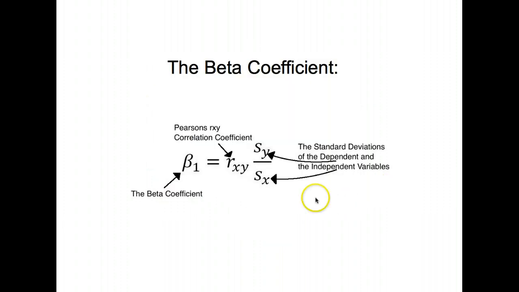So the terms that we're using, we call these the beta coefficient usually. That sounds closer to the constant, the beta 0, but we can also call it beta 1, which is why it's indexed with a 1 there. Pearson's Rxy, which is our correlation coefficient, tells us something about how our variables vary together. And then the standard deviations of the independent, which is why we index it with an x, and the dependent variables. So that's the different terms that we're going to use in our beta 1 coefficient.